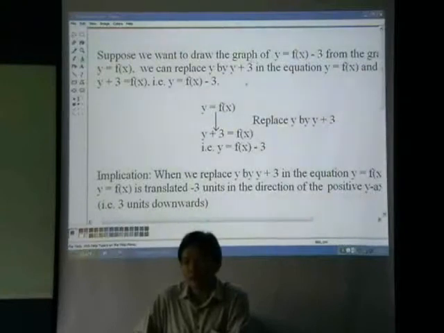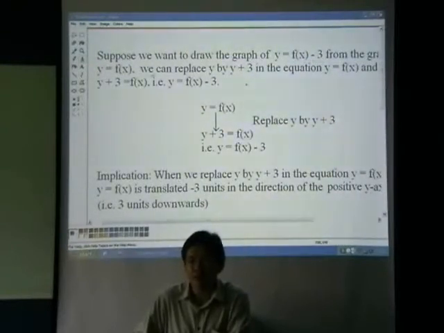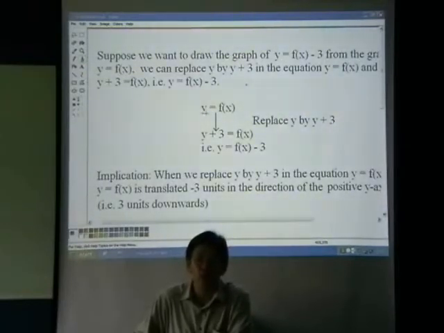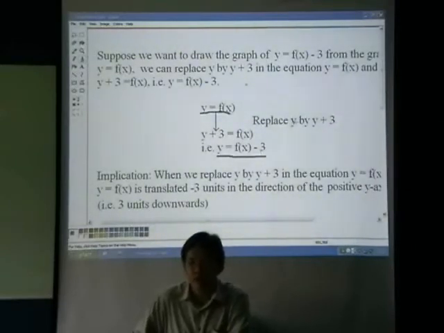Okay, now suppose we want to draw the graph y equal to f(x) minus 3 from the graph y equal to f(x). What we can do is use the same method. So we start with the equation y equal to f(x). Finally we must get to the equation y equal to f(x) minus 3. To do that, we can replace y by y plus 3 in the original equation, which is y equal to f(x). Then we will get y plus 3 equal to f(x), which in turn gives us y equal to f(x) minus 3. So what is the implication of this?